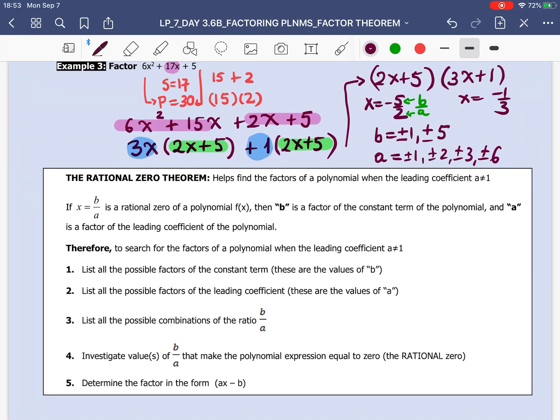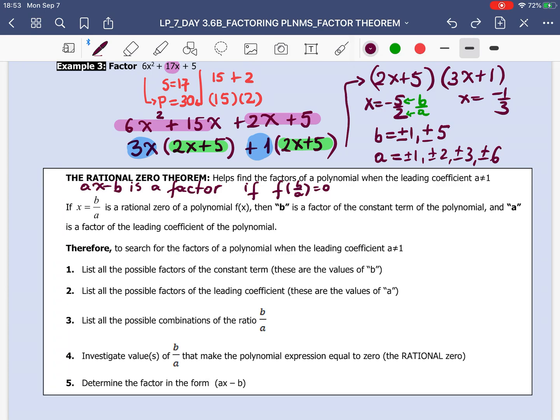So I wrote down the steps here for you to have them. Remember that the rational zero theorem states that ax minus b is a factor if the value of the polynomial at b over a equals 0.